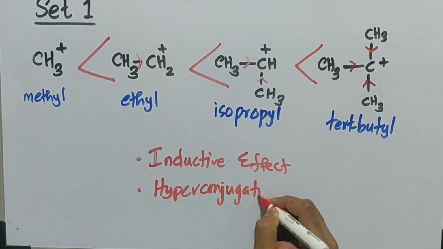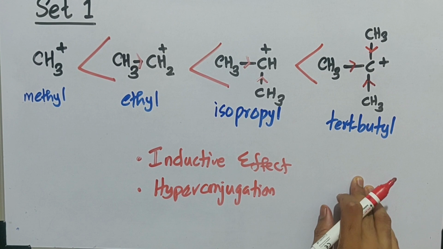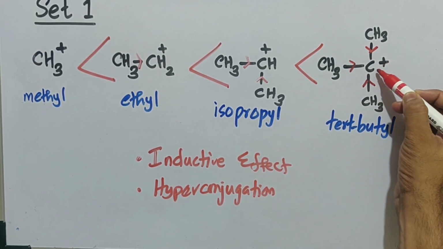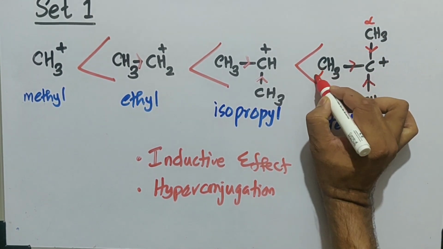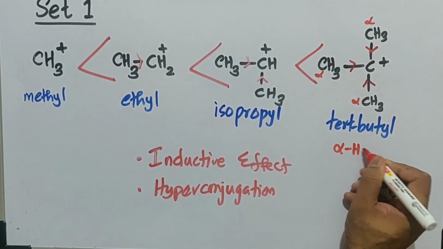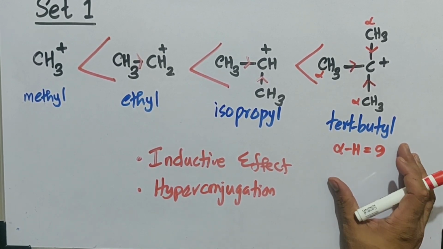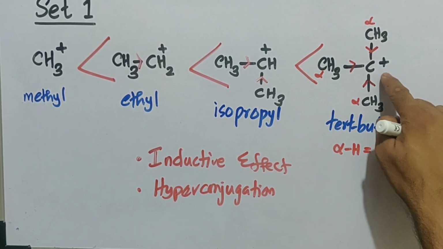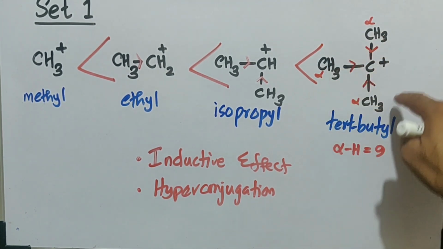hyperconjugation. How does hyperconjugation work? We have to search for alpha hydrogen atoms. Just consider this compound. This is the positively charged carbon. The directly attached carbon is the alpha carbon. So this is alpha carbon, this is alpha carbon, this is alpha carbon. So the total number of alpha hydrogens is equal to 9 in this case. So hyperconjugation will be maximum in this case. As a result of hyperconjugation, this positive charge will be delocalized in the system.